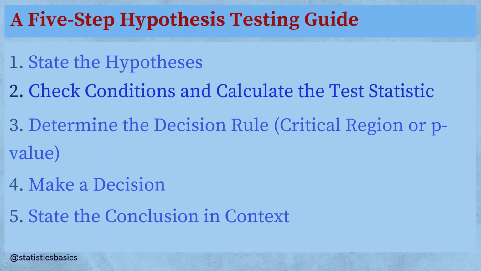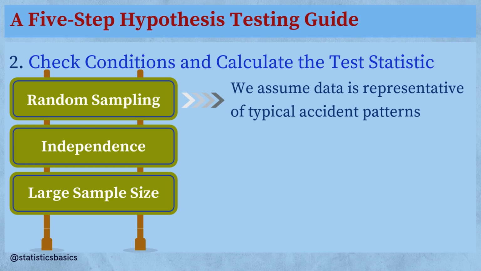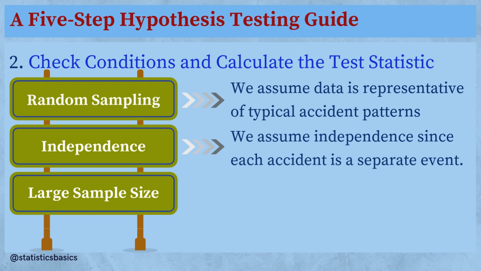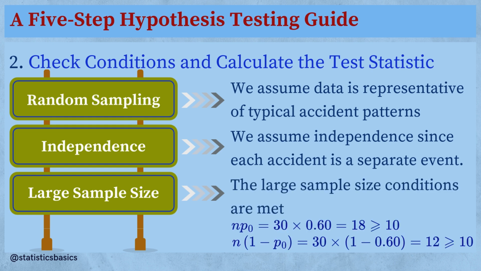To ensure the validity of the one-proportion z-test, we must verify the assumptions of random sampling, independence, and a sufficiently large sample size. While the accident data is not from a truly random sample, we assume it is representative of typical accident patterns at the intersection. The independence assumption is reasonable, as each accident is a distinct event. Also, the large sample size conditions are met. Therefore, we can proceed with calculating the test statistic.